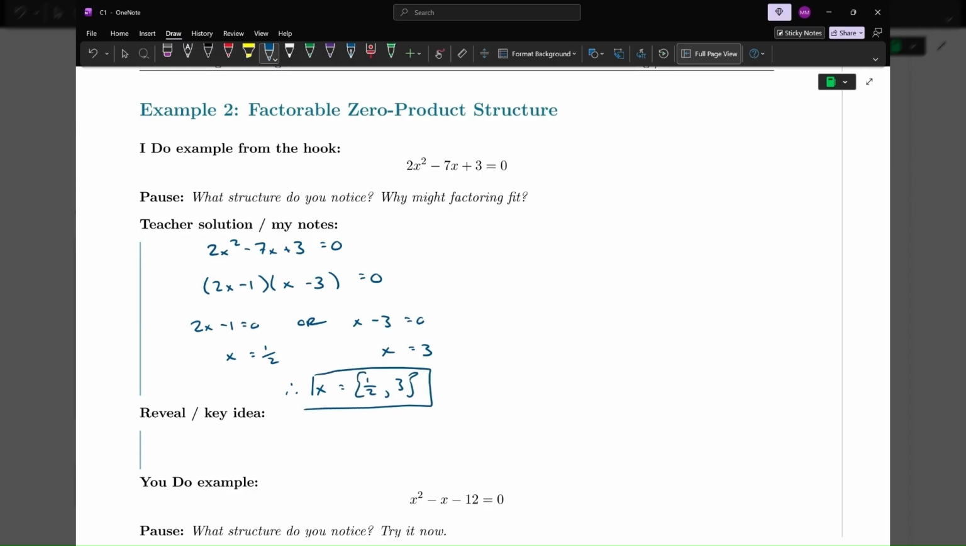Done. So again, you're going to expand that for yourself, to help with the transfer of knowledge here, and you try that, you do examples. So x squared minus x minus 12 equals 0. And again, you are asking yourself, what structure am I noticing and how is that helping me attack this question? So pause it, try it now.